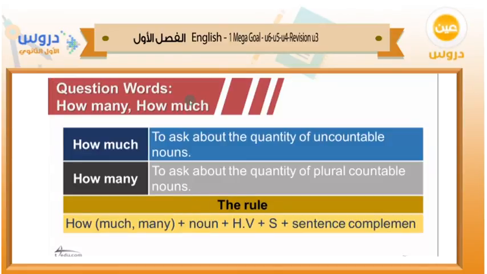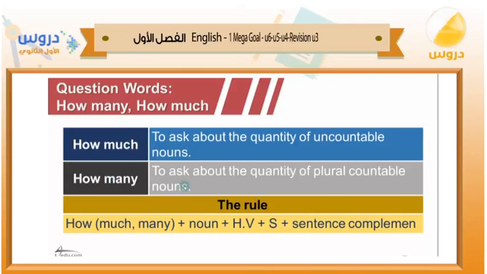Now, you remember about countable and uncountable nouns? We use how much to ask about the quantity of uncountable nouns like liquids and things that have really small particles, like you cannot count them. Like, how much hair, how much sugar, how much oil, how much tea, how much salt. You can't count them, so you say, how much sugar do you want, how much tea do you like, or how much coffee if you're trying to use Nescafe, 1, 2, 3 spoons, and so on.